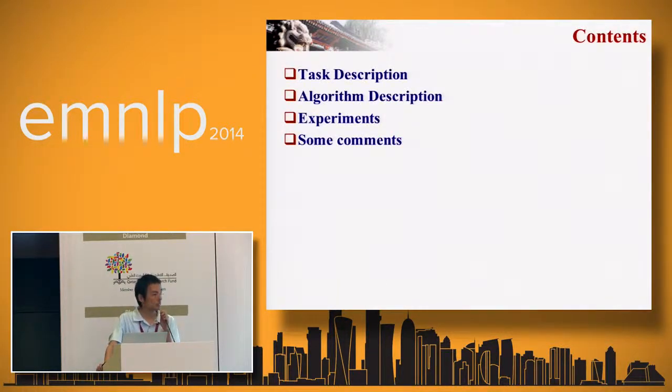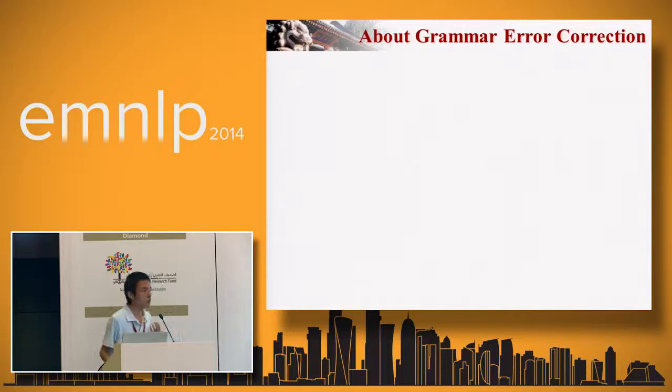I assume that some of you do not have a clear understanding of the task of grammar correction. So first, I will describe the task, then give the algorithm description, then give the experiment results, and lastly some comments on how to implement the system. Now let's begin. First, about grammar correction.